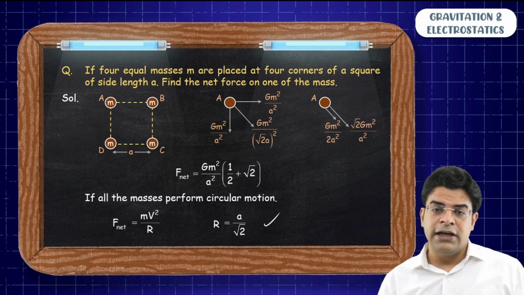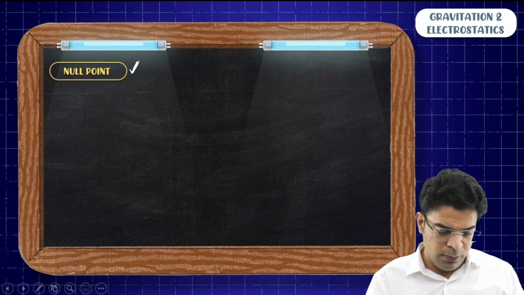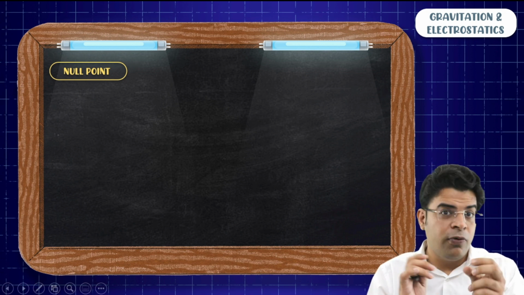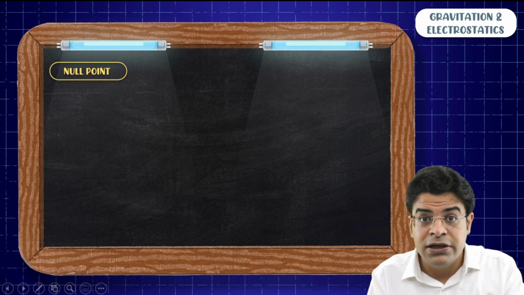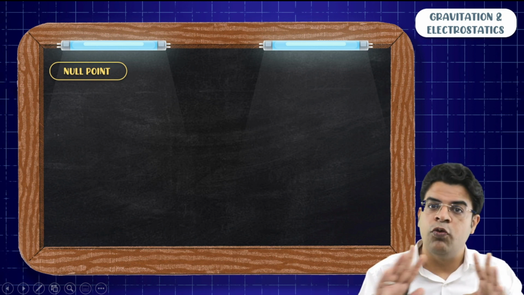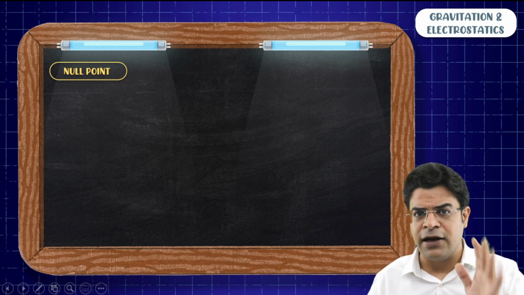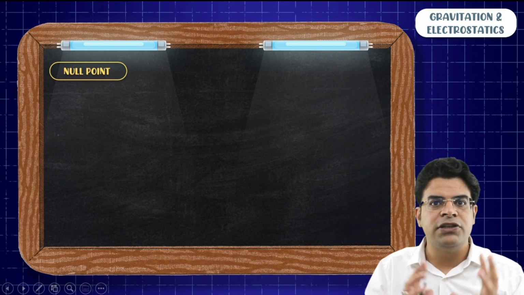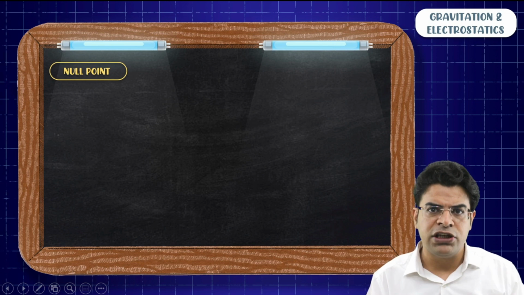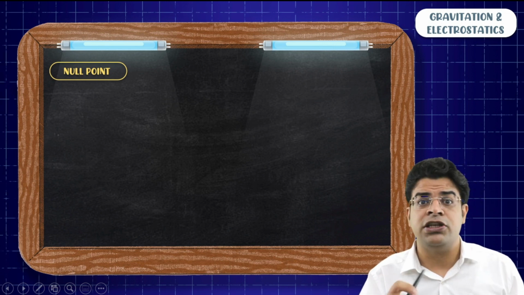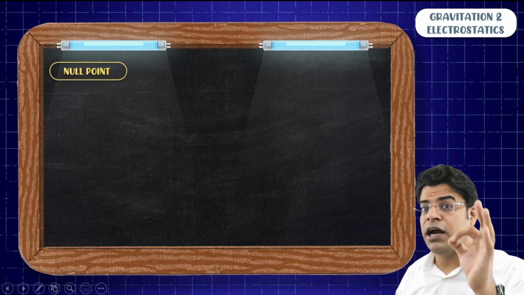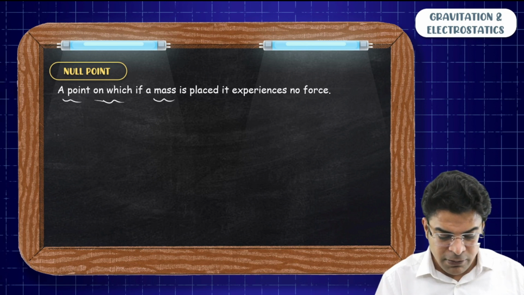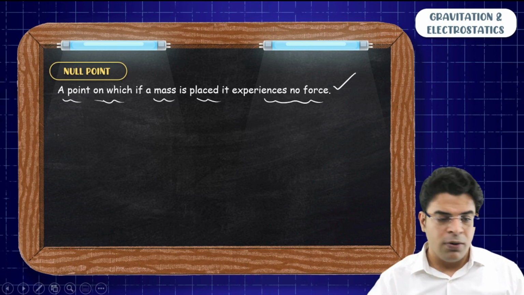So now let's move on to the next heading, and now we will talk about null point. So what is null point? Null point: the point at which if a mass is placed, it experiences no force. When I talk about null point in electrostatics, the definition is the same: the point at which if a charge is placed, it experiences no force. For gravitation, the point at which if a mass is placed, it experiences no force. And for electrostatics, the point at which if a charge is placed, it experiences no force.